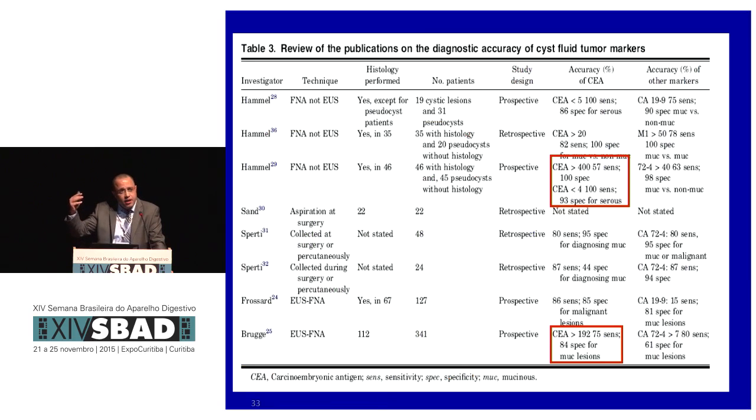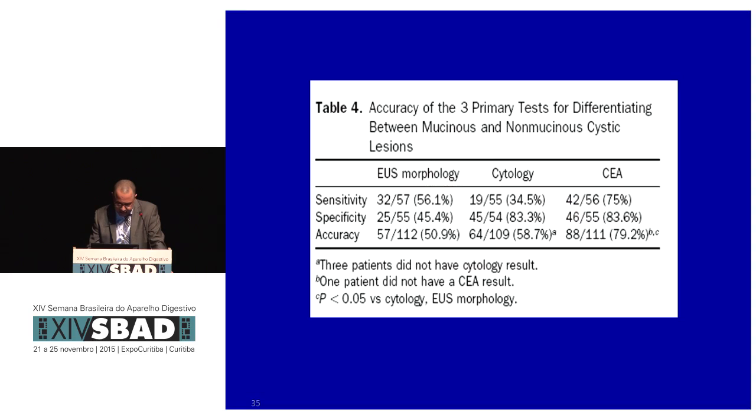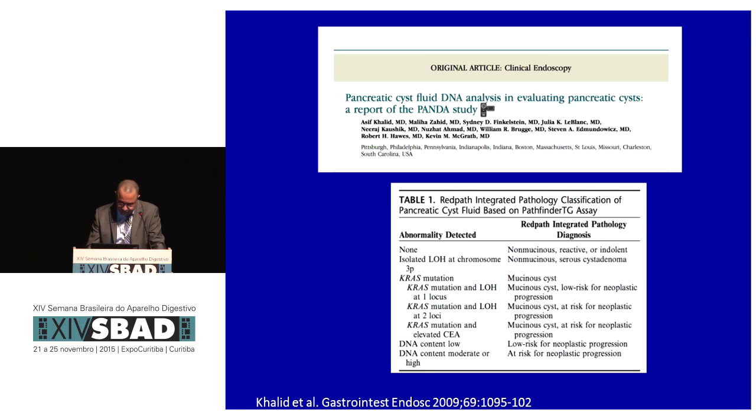If we increase the cutoff for CEA to 400, then it becomes more specific for the diagnosis of a mucinous lesion. So if a CEA is above 400, there's more than 95% chance that this is a mucinous lesion. And this is again from Bill Brugge. We can look at the accuracy at the bottom line: 50% for just looking by EUS, 50% with cytology. Looking at the CEA, it's better, it's 79%, but still not perfect.